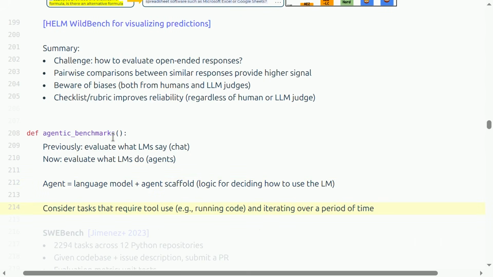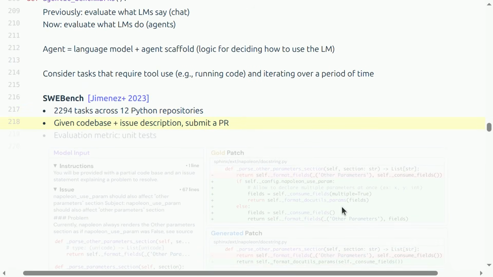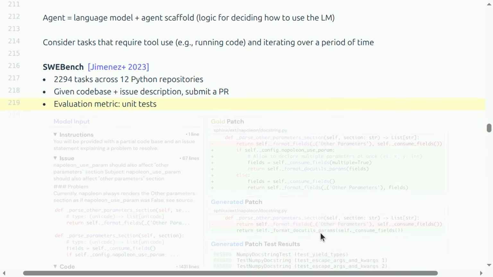So there are a few agentic benchmarks I want to point out. One is very popular, it's called SWE-bench. Basically the task is you're given a code base and a description of a GitHub issue, and you submit a PR. The way you evaluate a PR is whether it passes the unit tests. These tests are designed so that before you submit a PR, certain unit tests don't pass, and then your goal is to fix it so certain unit tests pass and you don't break anything else.